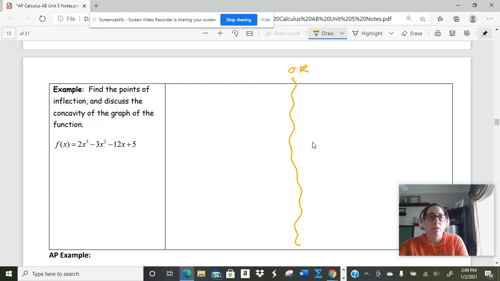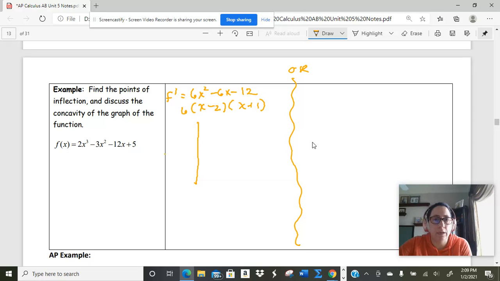Okay, so let's do it the first derivative way. 6x squared minus 6x minus 12. So I'm going to factor that. You go factor it. Do not just write what I write. Pause me if you need to. So I've got a graph here. I know that I have -1 and 2.